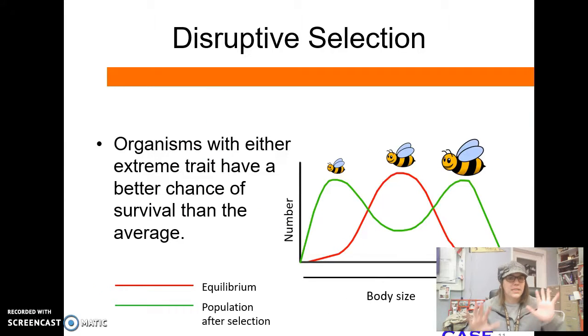The next type of selection is a weird one. This is disruptive selection, and this is where something new happens in the environment and it wipes out the average trait. So organisms that have any extreme trait are going to be more likely to survive than that average trait.